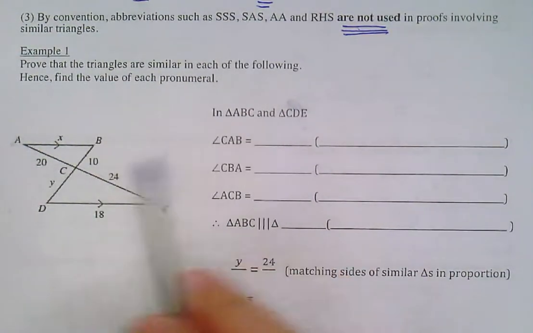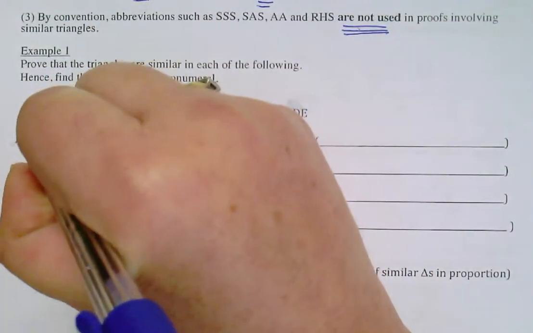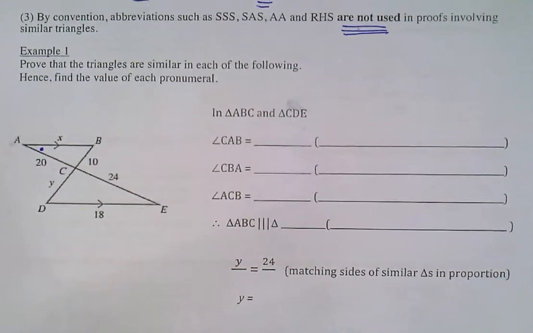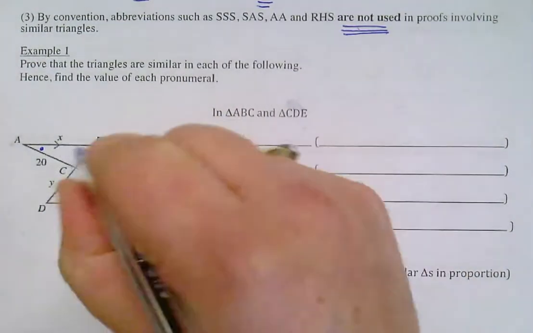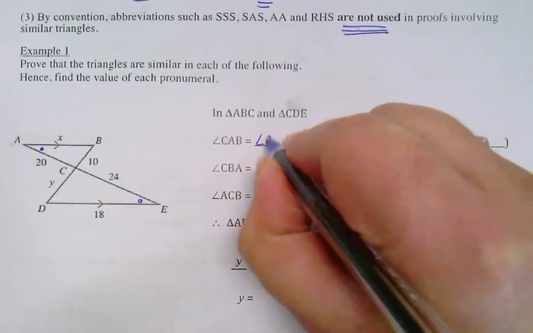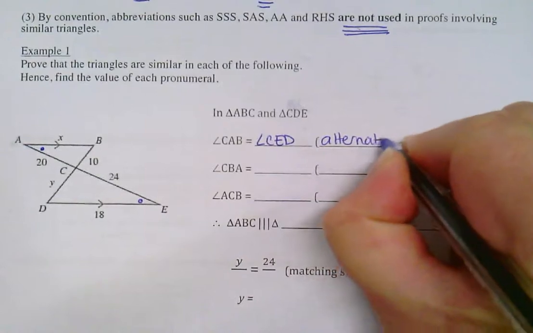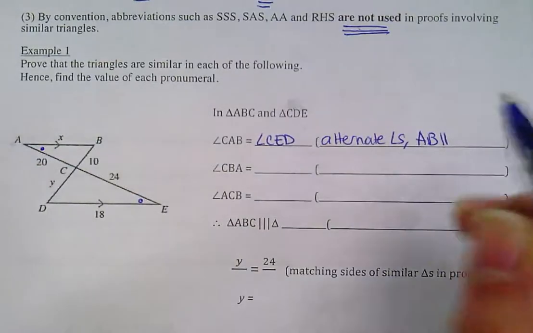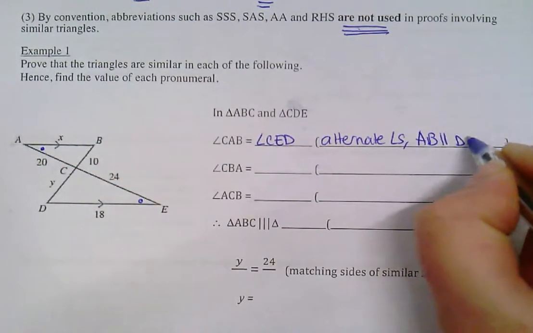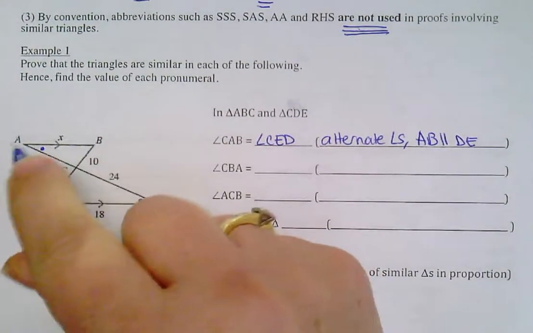In triangle ABC and triangle CDE, angle CAB, this one, you can see you've got parallel lines. Which one do you think it equals? So CAB equals angle CED. Why do you think that is? Alternate angles. Good. Don't write parallel lines, that takes too long. Why not use the notation? AB is parallel to DE. Very good. The next one, angle CBA.